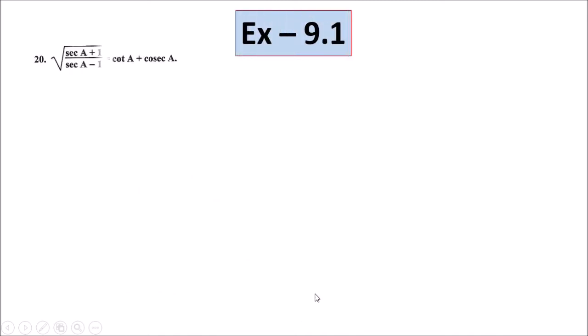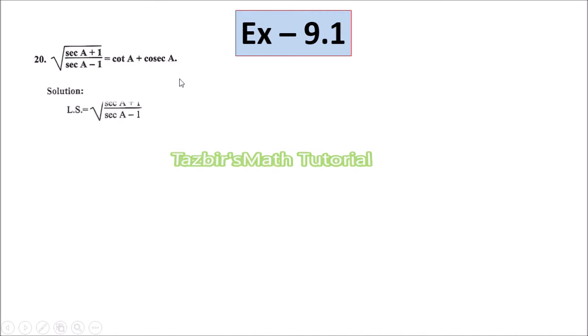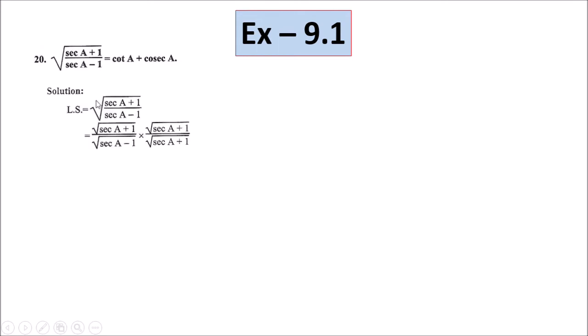So this is the next math of this chapter, number 20. The question: root over (sec a plus 1) by (sec a minus 1) equals cot a plus cosec a. So here is the solution of this math. The left hand side is written here. So here I am doing the same thing. What is the denominator here? Root over sec a minus 1.